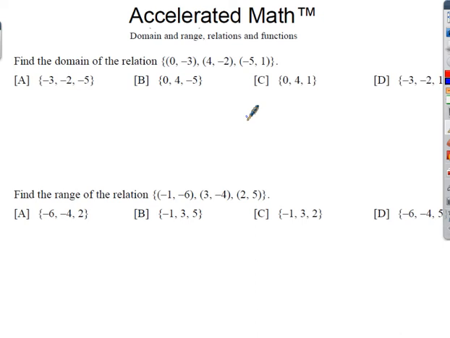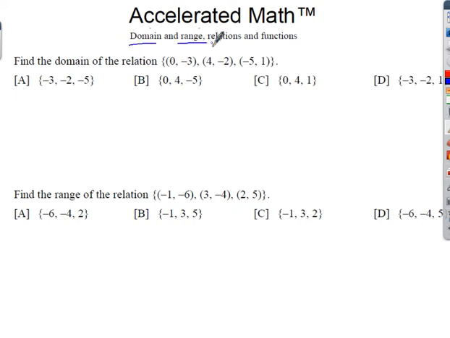Okay, accelerated math. This is domain and range, relations and functions, and it's really just a matter of getting used to some vocabulary. So that's why we've got this one on here. You want to get comfortable with this as you move forward into function notation. So domain and range, relations and functions, that vocabulary needs to become just commonplace for you. And let's start with domain and range.